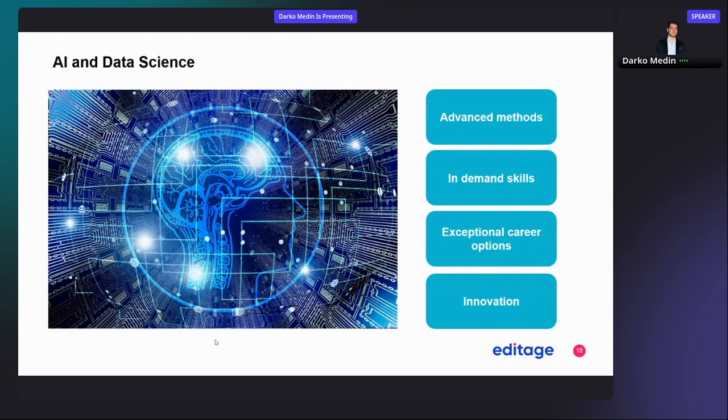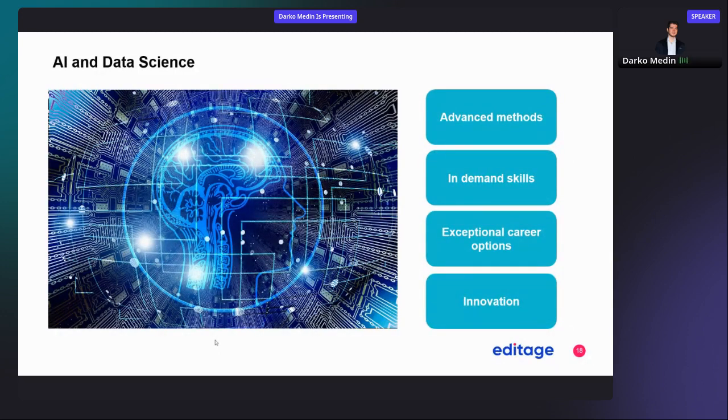Since I mentioned AI a couple of times before, AI, or artificial intelligence, is very important, not just in today's research, but also in user experience for most of these platforms that I mentioned before. So it is definitely an advanced set of methods, and as such, very interesting as a career path. And as mentioned before, it's highly in demand. There are some very exceptional career options.